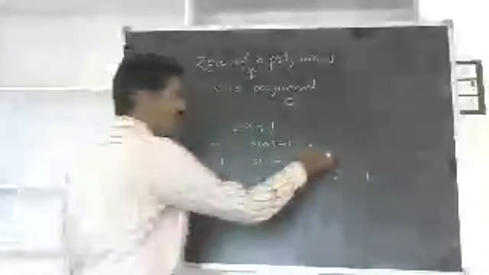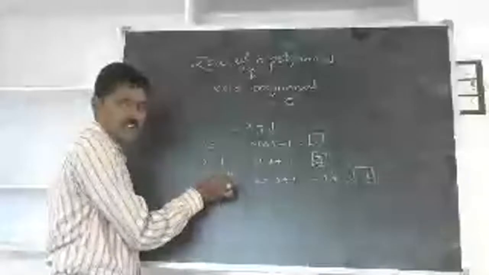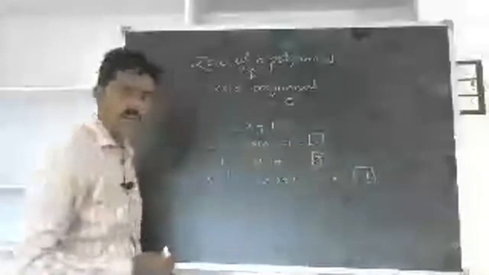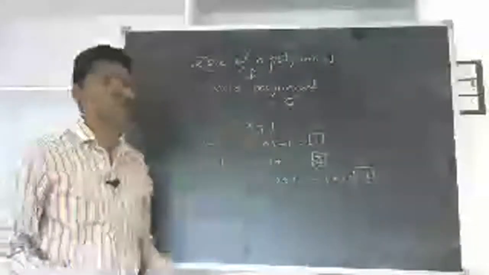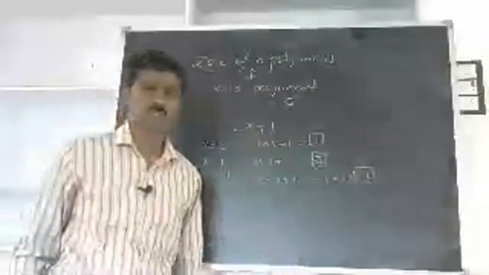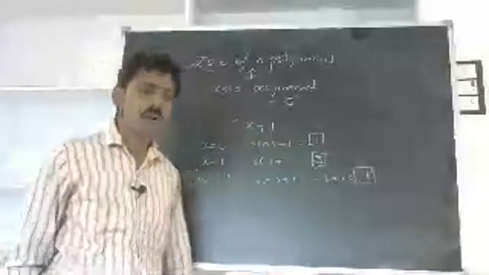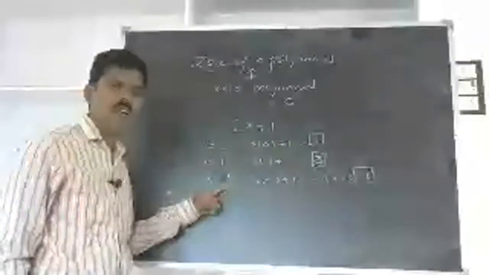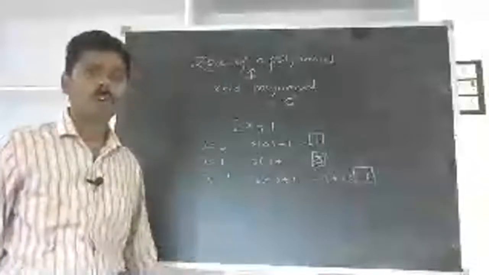So these are the values of the polynomial at different values of the variable. If I take different values for the variable, I will get different values of the polynomial. Now what I need is, I want the value of this polynomial to equal 0. The value of the polynomial should be equal to 0 when the variable takes that value, and that value is said to be the 0 of the polynomial.